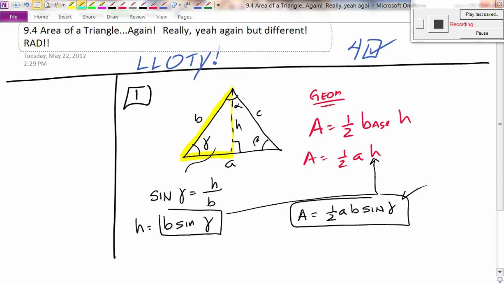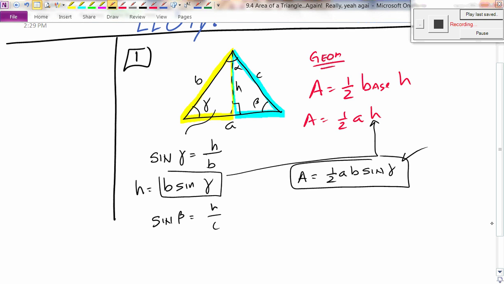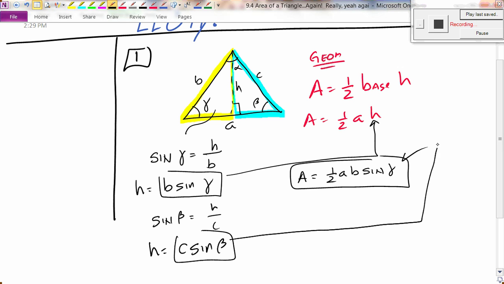Now, likewise, let's say I had this triangle over here, the one that I'm highlighting for you in blue. I know a few things about that triangle. I could say that the sine of beta would be H divided by C. Are you guys with me on that part? So that means that H must be C times the sine of beta, and I could substitute that in right there also to get this formula. Area equals 1/2 side A, side C, times sine beta. Are you following so far?